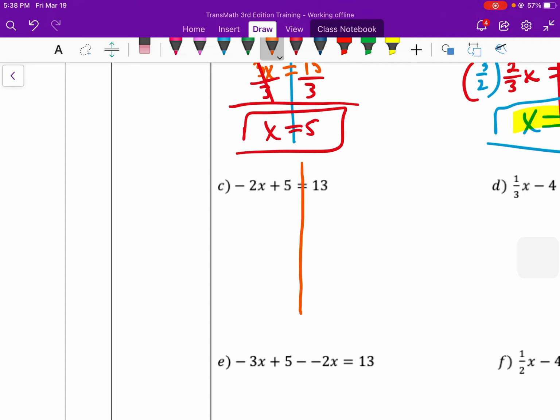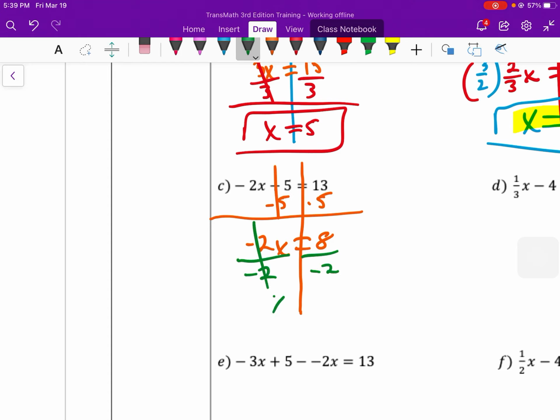First step, if it's -2x plus 5, we're going to subtract 5 from both sides. Those simplify. -2x equals 13 minus 5 is 8. x, we're going to divide by negative 2. We'll simplify, x equals negative 4.